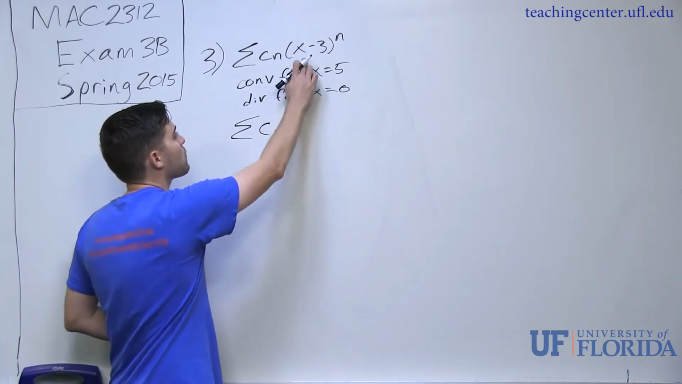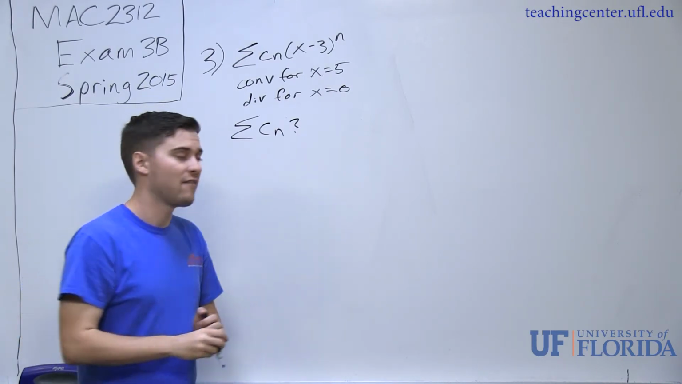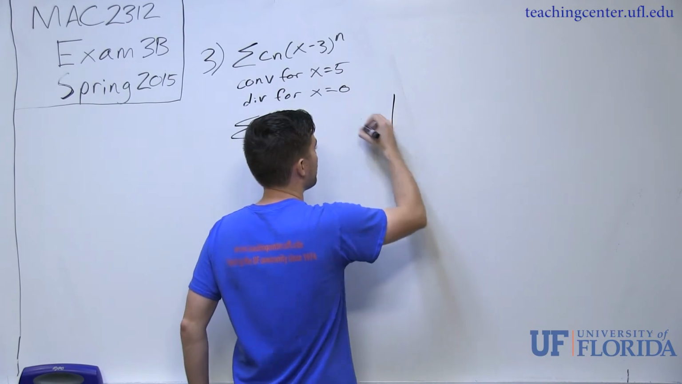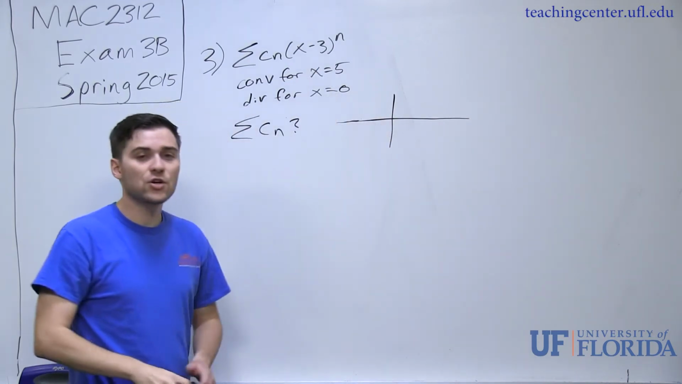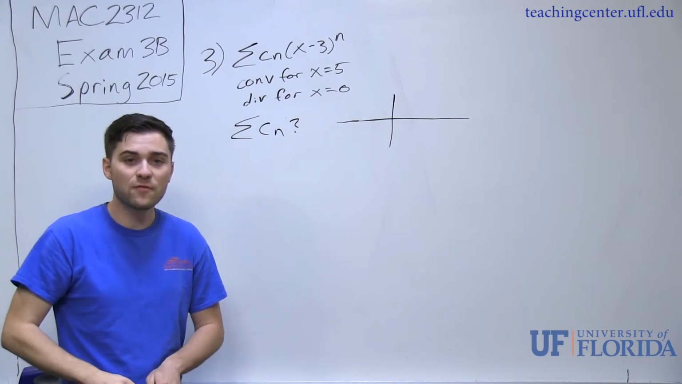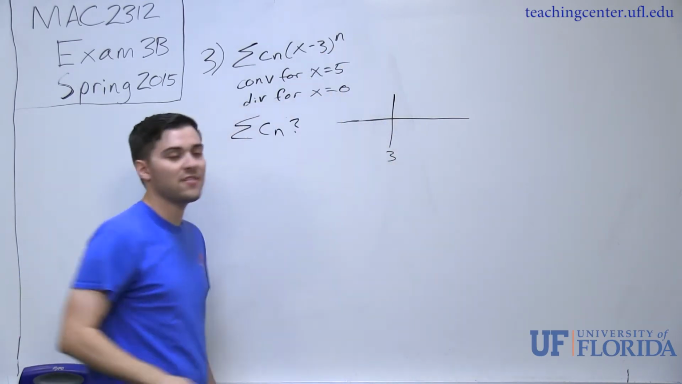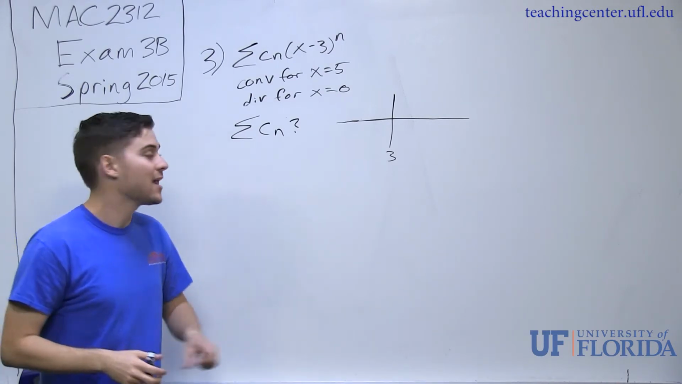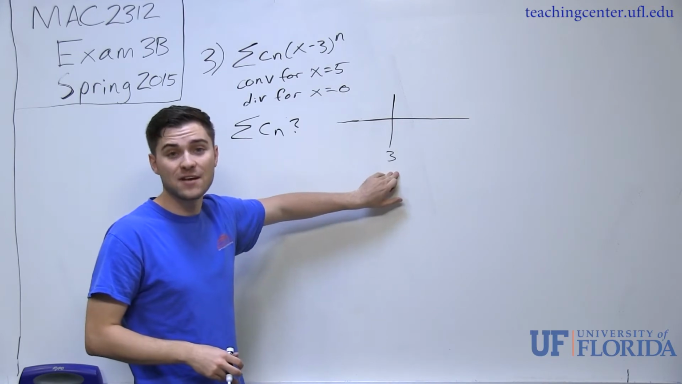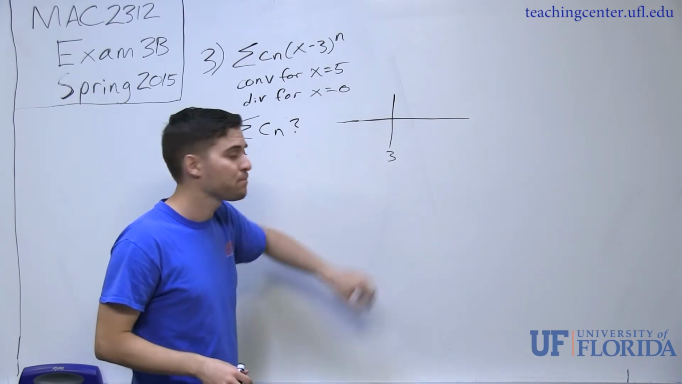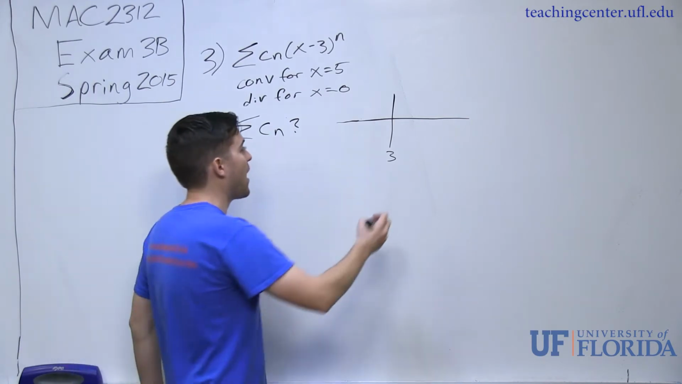When it gives you a problem like this, it's usually a good idea to try to draw it on a line graph. So I'm going to draw a little line graph. Now I know what my center should be in this case. My center for this series should be at 3, because (x minus 3) to the n is centered at 3. Again, I don't have any information about c sub n, but I do at least know that this should be centered about 3.